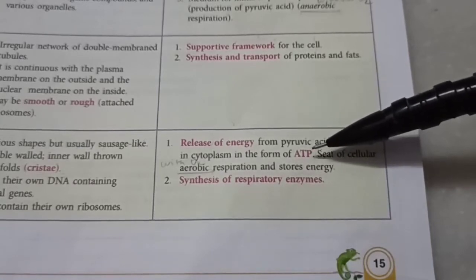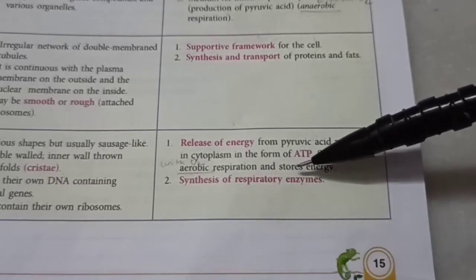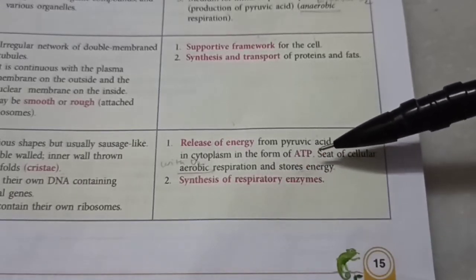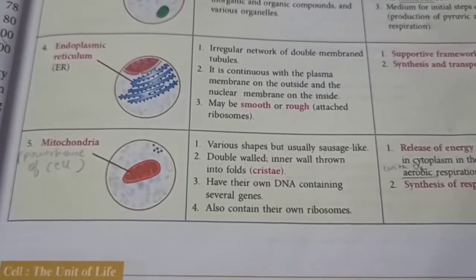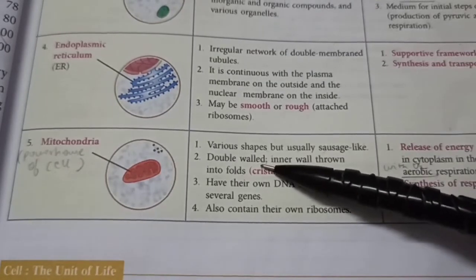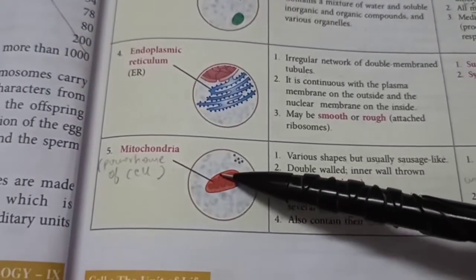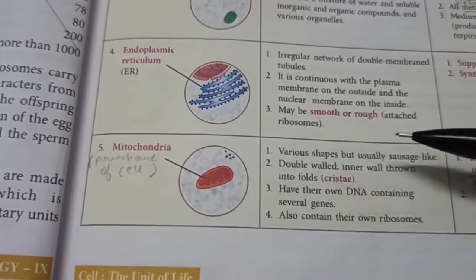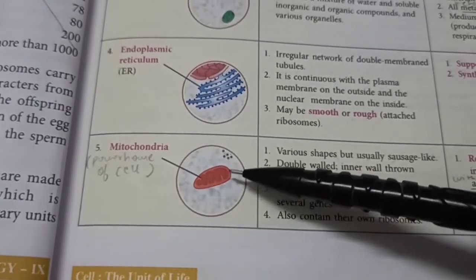Another function of mitochondria is synthesis of respiratory enzymes. So whatever enzymes are required for the reaction are produced by the mitochondria itself. Some characteristics of mitochondria, various shapes, but usually sausage-like, as you can see in the diagram. It is a double-walled organelle, and the inner wall is thrown into folds called cristae. Can you see that we have very many folds inside it? They are all cristae. That increases the surface area, and so reactions can happen more efficiently.